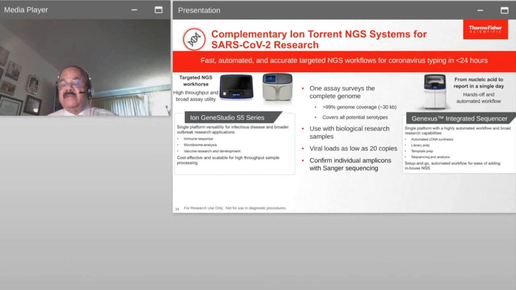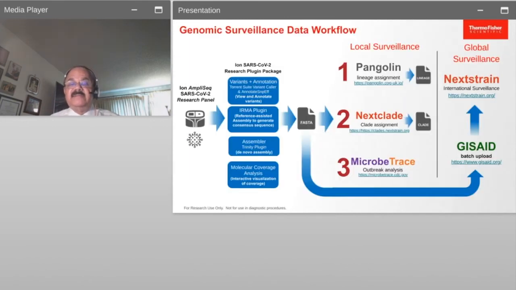On the right, you see the new Genexus integrated sequencer. This is almost hands-off and highly automated. You can get a result in about 9 to 10 hours or so. Extensively used in biological research. For SARS-CoV-2, we can go with viral loads as low as 20 copies in the tube. We can confirm individual amplicons by Sanger sequencing if required. So this is being used extensively as well for reporting into the databases that you see here.